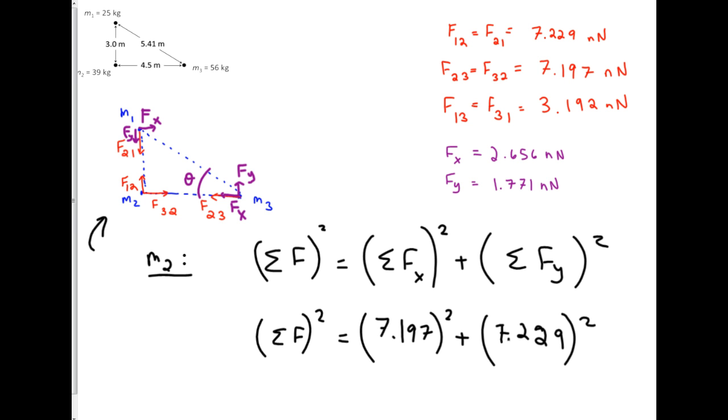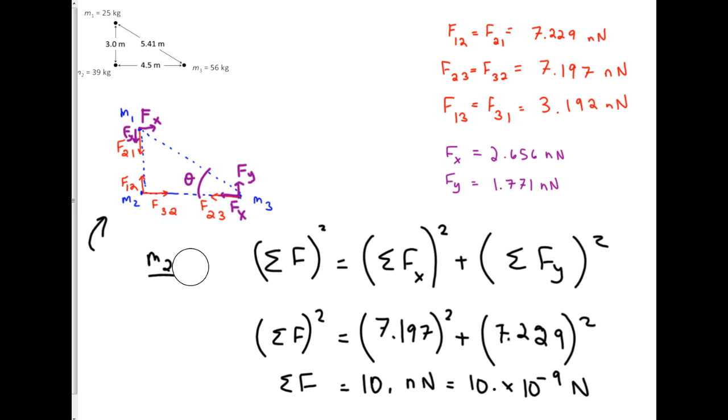I add the two squareds, and I get 104. Then I square root it, and I get about 10.2. So the sum of the forces is, for sig figs, 10 nanonewtons, or 10 times 10 to the negative 9 newtons. And I could really say 1.0 times 10 to the negative 8 if I wanted. Good, done with M2.